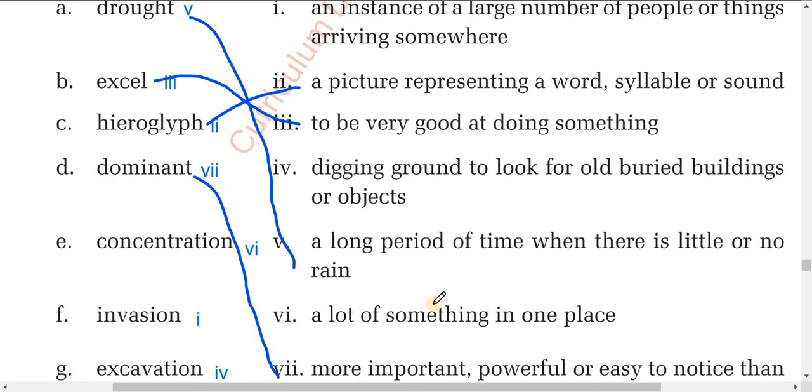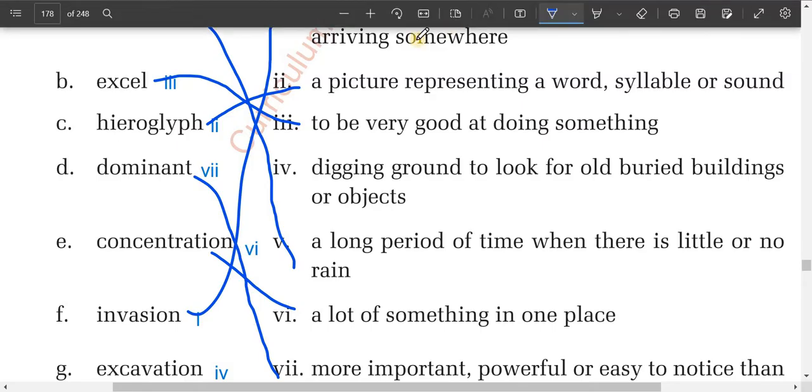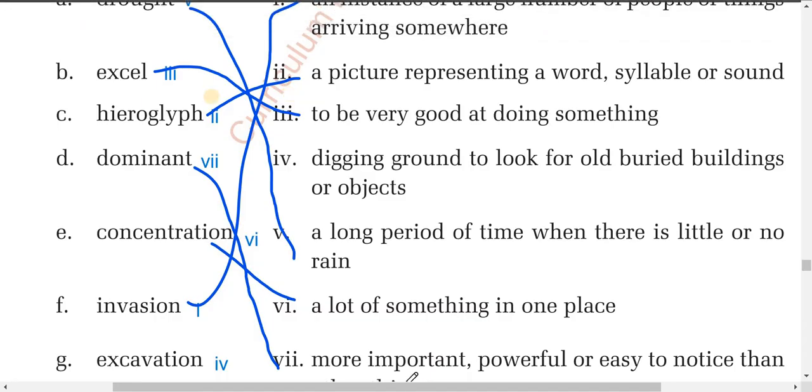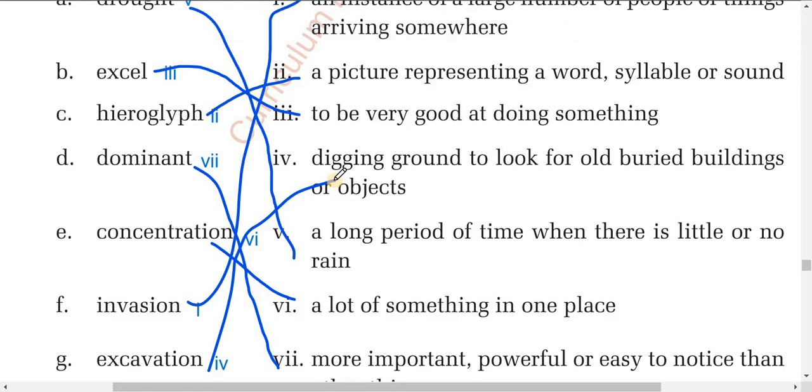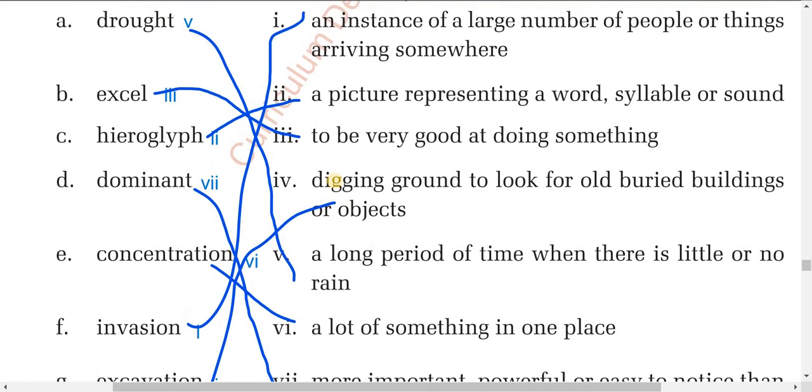Concentration. Concentration means a lot of something in one place. Invasion, the first one. An instance of a large number of people or things arriving somewhere. And now, excavation. Excavation means digging ground to look for buildings or objects. So here you can see, students, invasion means the first one.